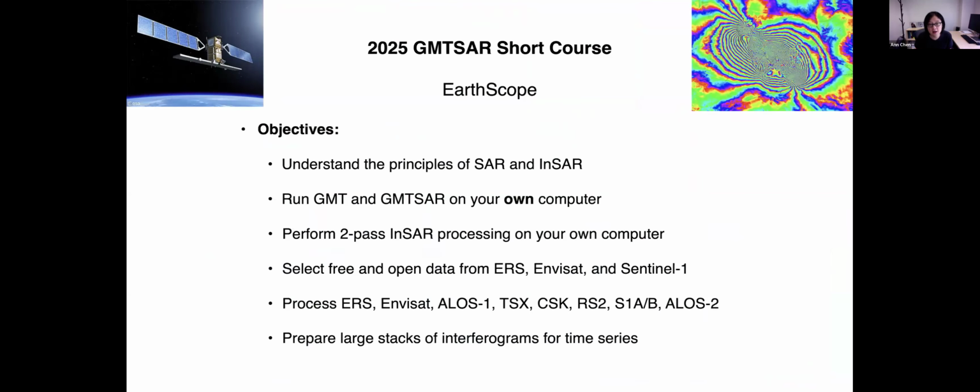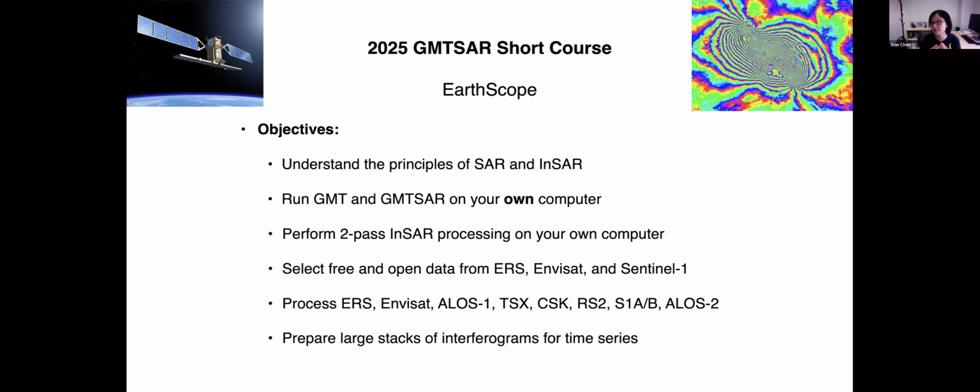So here is a brief objective. The very first one is understanding the principles of SAR and InSAR. This is covered by the plenary session. And also in the breakout session, we are going to try to help you get GMT and GMTSAR installed on your own computer and be able to process and generate interferograms on your computer.